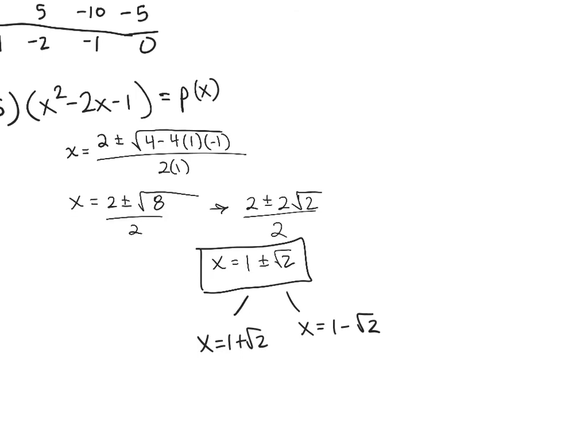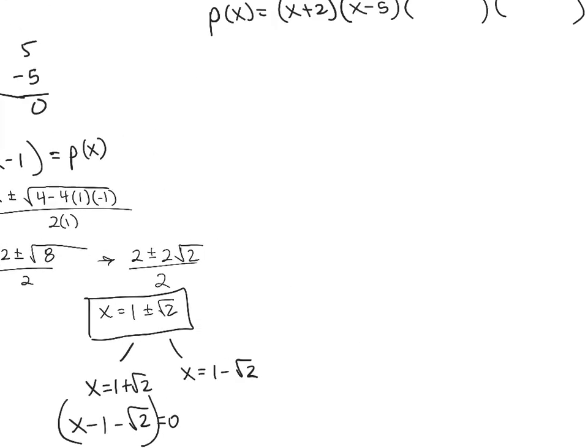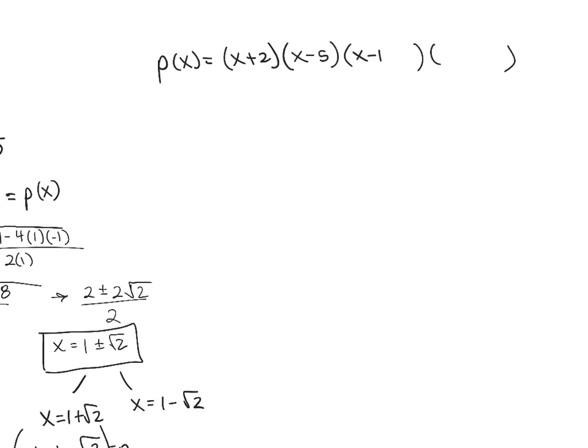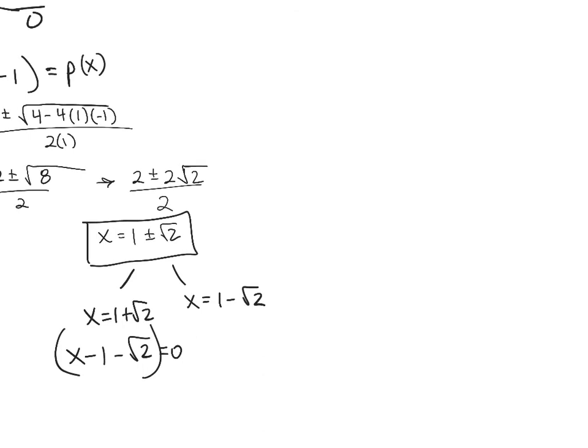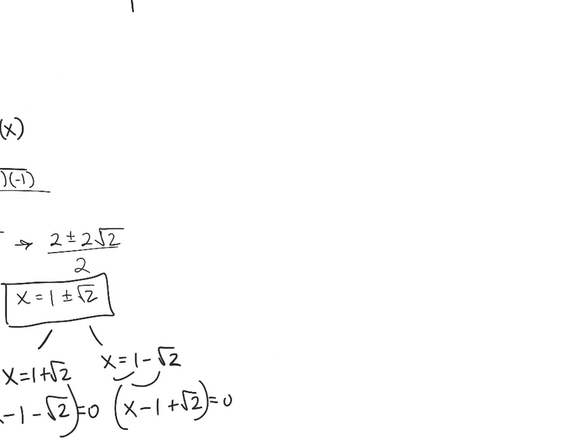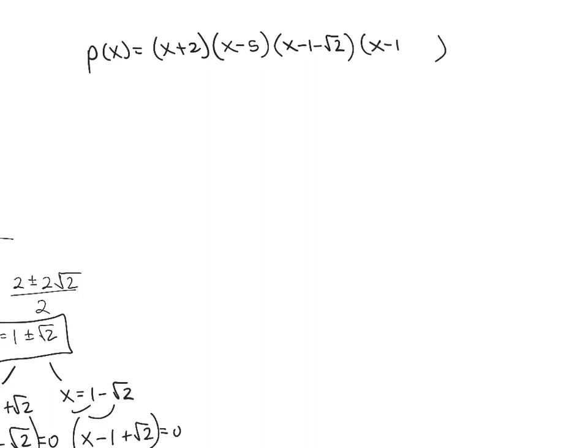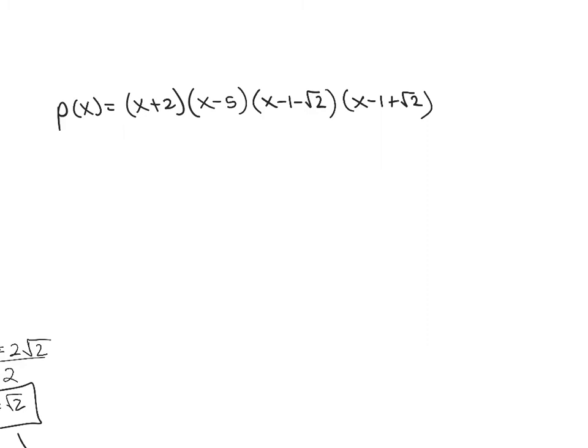The way that you make factors out of these is you just move all the terms over to the same side of the variable. So if I subtracted 1 and subtracted the square root of 2, now that's my factor. So x minus 1 minus the square root of 2. And then here, if I subtracted the 1 but added the square root of 2, I'm going to have x minus 1 plus the square root of 2 equals 0. So that's my factor right there. X minus 1 plus the square root of 2. So those are the 4 factors of p of x.